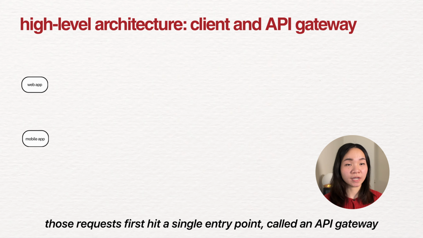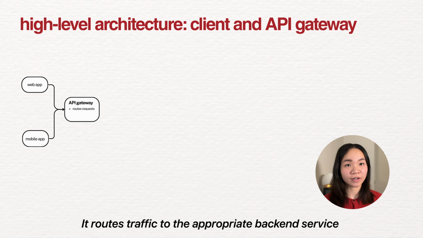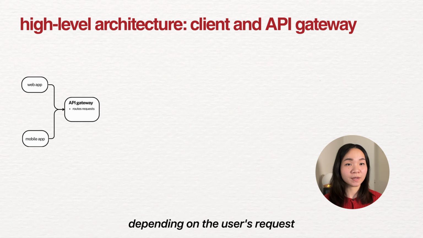Those requests first hit a single entry point called an API gateway. Think of this as the front door of the system. It routes traffic to the appropriate backend service depending on the user's requests and handles system-level responsibilities like authentication and rate limiting.